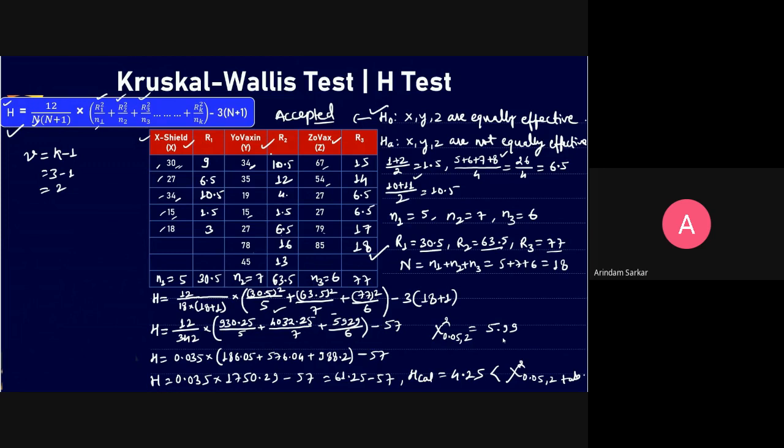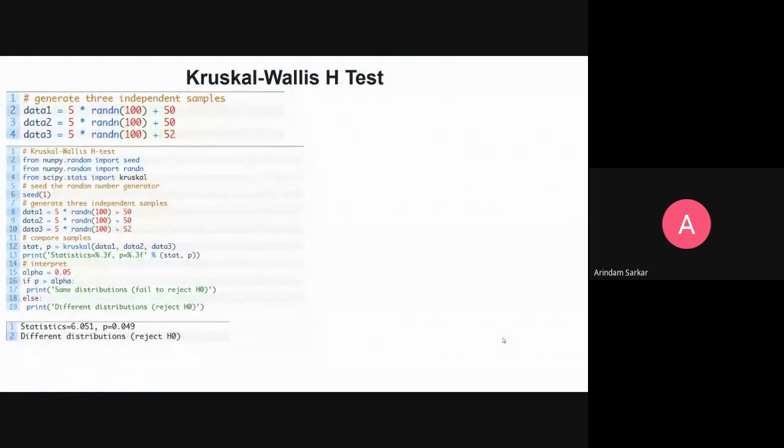It's 5.99. So the chi-square value is high, so it's accepted. That means the effectivity of all the vaccines is the same. So in this way, we can perform this test.